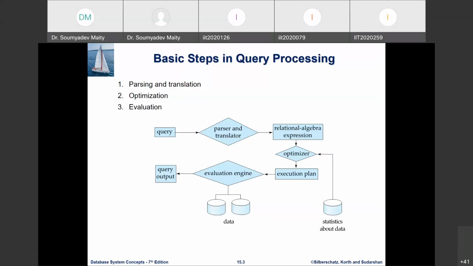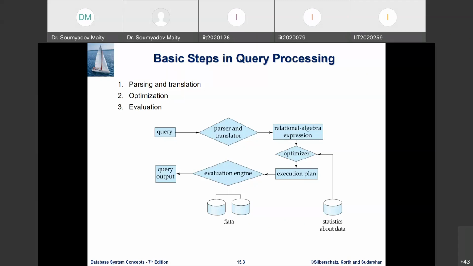The first step is that the query is submitted to an algorithm called a parser. This parser is something like a translator; it translates the query from one language to another language. The input is in SQL language: select from where, group by, etc. The SQL that you have already learned.